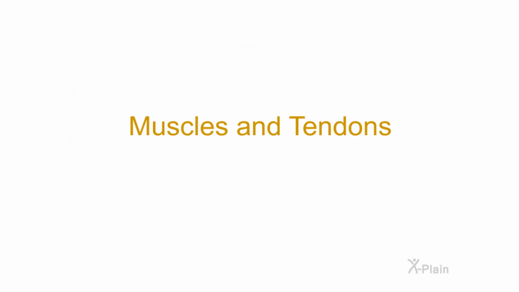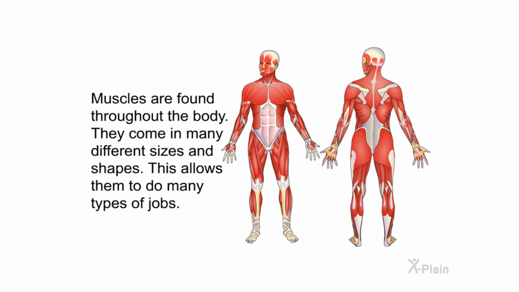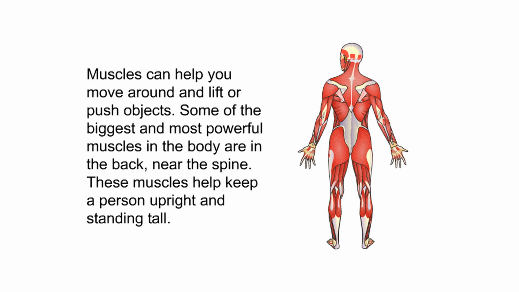Muscles and tendons. Muscles are found throughout the body. They come in many different sizes and shapes. This allows them to do many types of jobs. Muscles can help you move around and lift or push objects. Some of the biggest and most powerful muscles in the body are in the back, near the spine. These muscles help keep a person upright and standing tall.